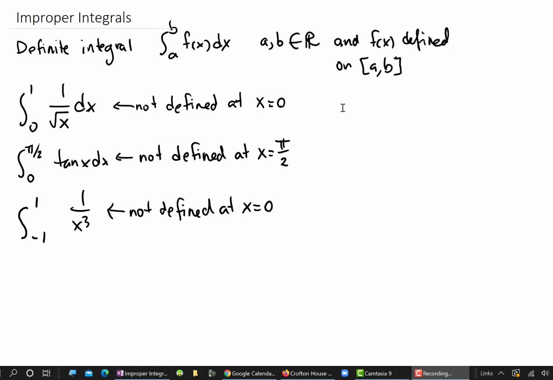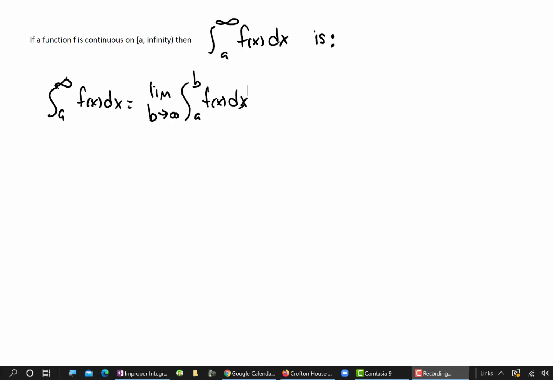So in this section, again, we're going to take a look at some tools to help us work with some of these integrals and integrals that are somewhat like this. So let's start off with a definition: if a function f is continuous on your interval from a to infinity, so here's your integral from a to infinity of f of x dx, this is an improper integral. We're going to define that integral as the limit as b goes to infinity of the definite integral from a to b of f of x dx. Of course, this is provided that the limit exists and is real, then it converges.